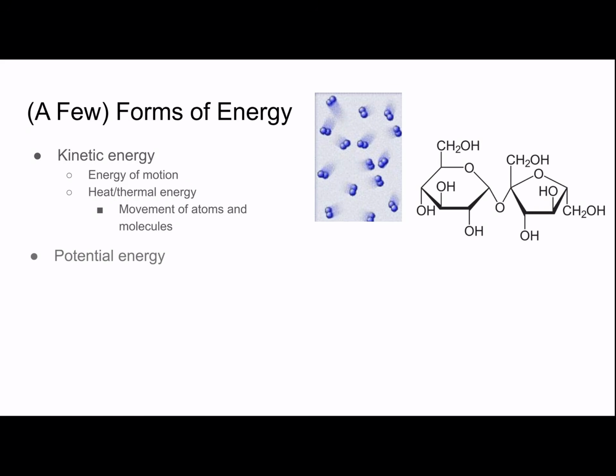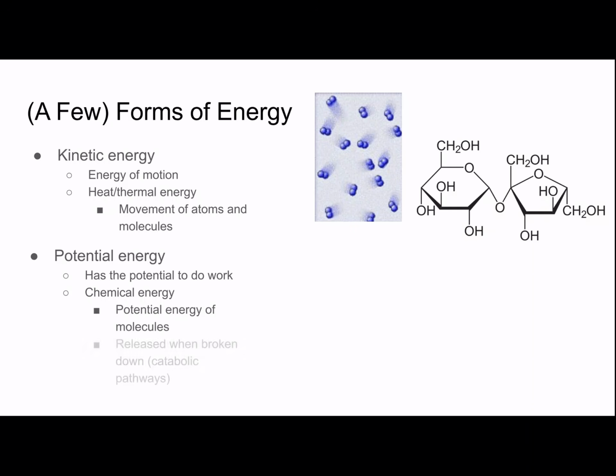Then there is potential energy, which has the potential to do work. And chemical energy is the potential energy of molecules. It's released when broken down through catabolic pathways like we talked about in the previous slide. Over there, there's a picture of sucrose. Sucrose would have potential energy, specifically chemical energy, because it has the potential to do work when its bonds are broken, because energy will be released when that happens.